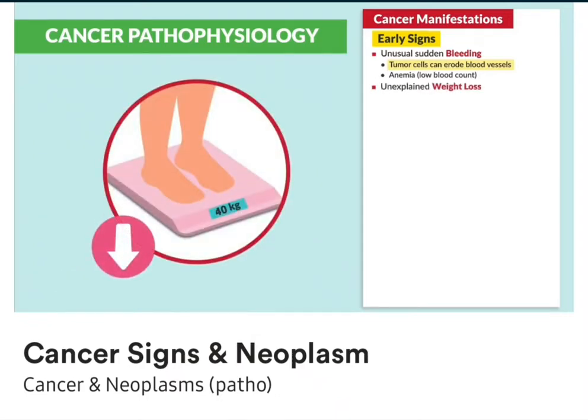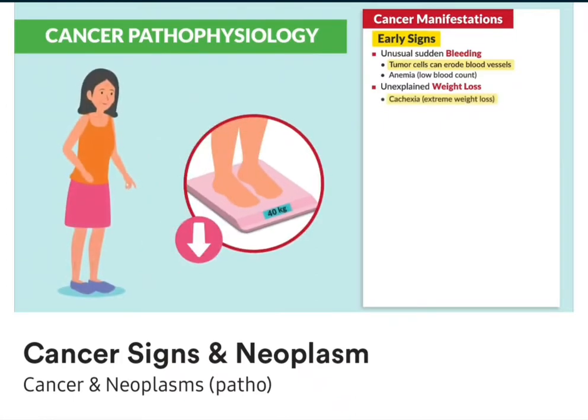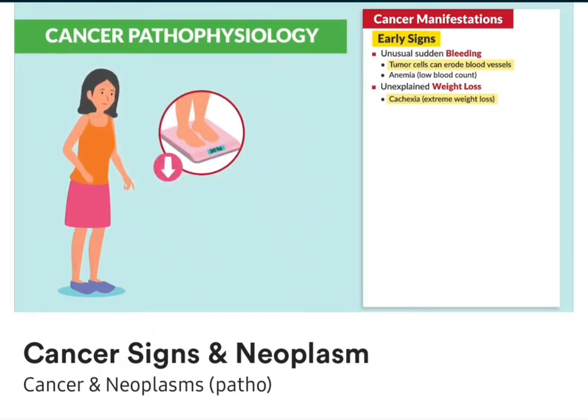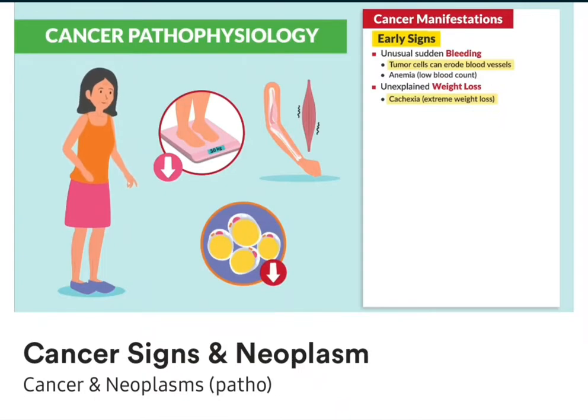So please be sure to write this key term down. Cachexia is that extreme weight loss. It's basically a wasting disorder that's caused by extreme weight loss and muscle wasting, and can include loss of body fat.